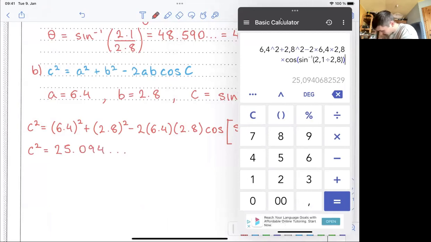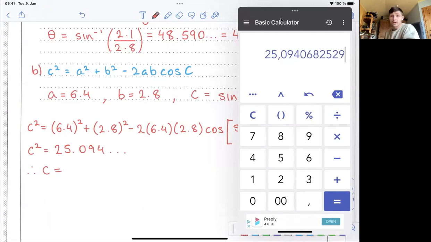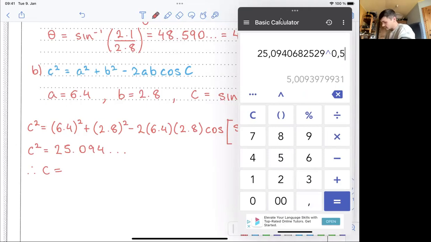And so that gives me c squared is equal to 25.094... Okay, and so then we can say, therefore, c is going to equal the square root of this answer, all right? And if you're familiar with your indices laws, to take the square root of a number, you can just put it to the power of a half, or 0.5. So that's what I'm going to do here. Do 0.5, and then that gives me the answer of 5.009... And so to three significant figures, we would write 5.01 meters. And there you have the answer to part B.